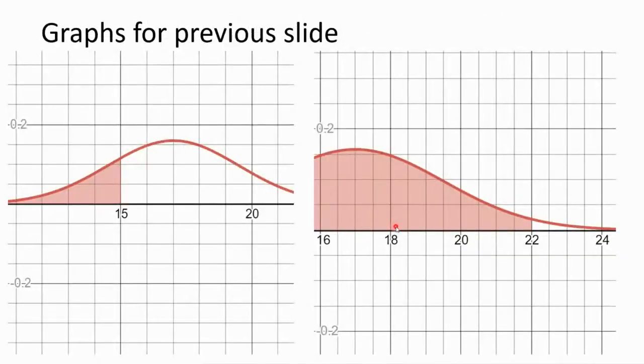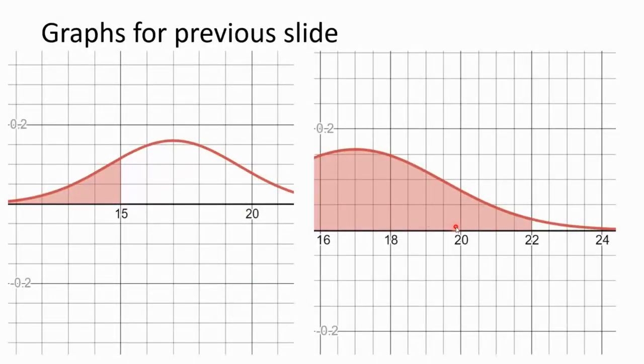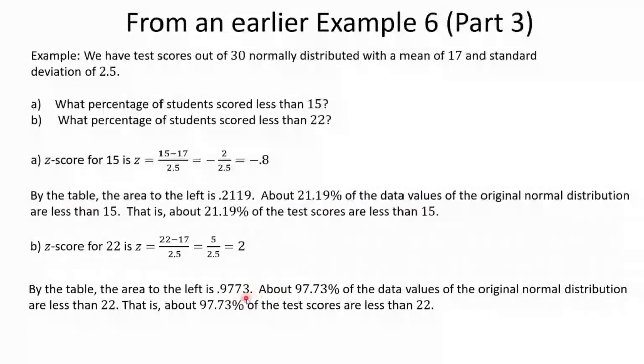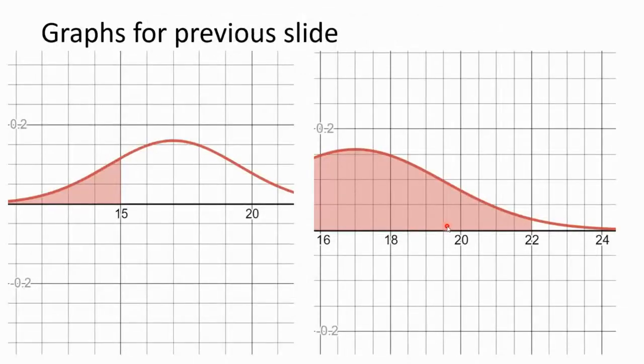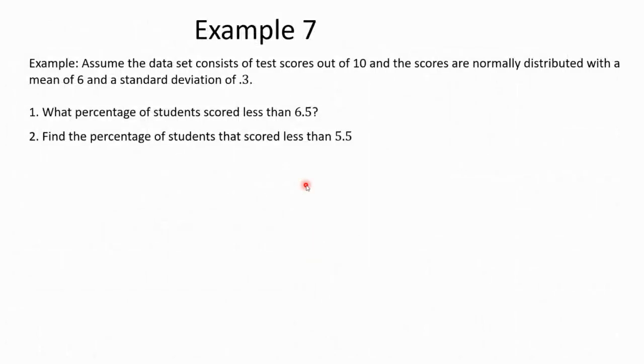All right, so these are just the graphs of the areas I was referring to. For the first part A, the area to the left of 15, that's what the 0.2119 is. And for 22 over here, that's what the 0.9773 is. That's really what I was trying to say. So again, you get the z-score for less than, and you go to the table. That's really what it boils down to. Just make sure you convert it to a percent like I did. All right, here's another one.